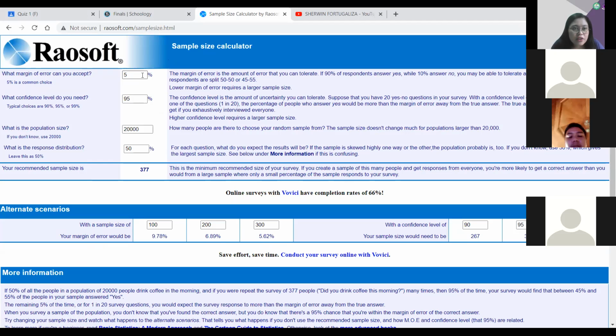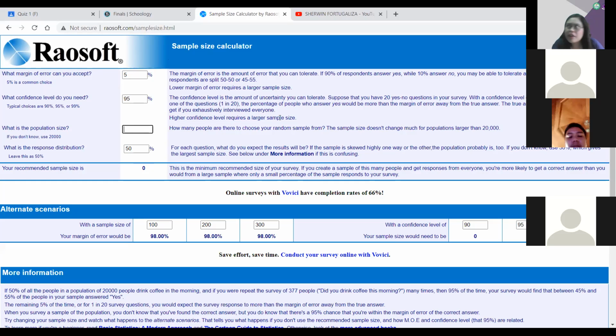So I told you last time, sa margin of error, just like with our Slovin's formula, we allot 5%. That is ginagamit talaga na common choice. So therefore, our confidence level is 95%. We are confident na 95% of our data will be correct and that we are allowing 5% room for error. And this is now where we place our population size. Hindi na natin papakialaman si response distribution. That's just 50% na automatic for this software. Population size na lang talaga yung papalitan natin.